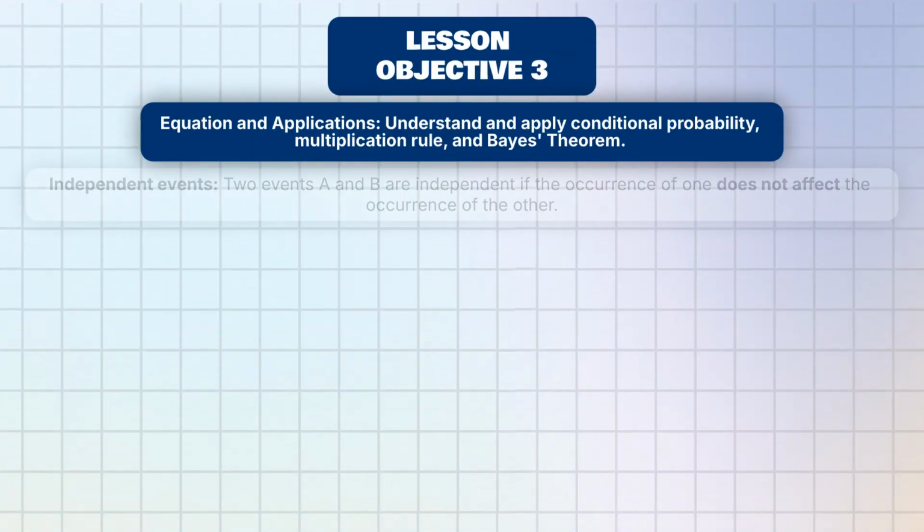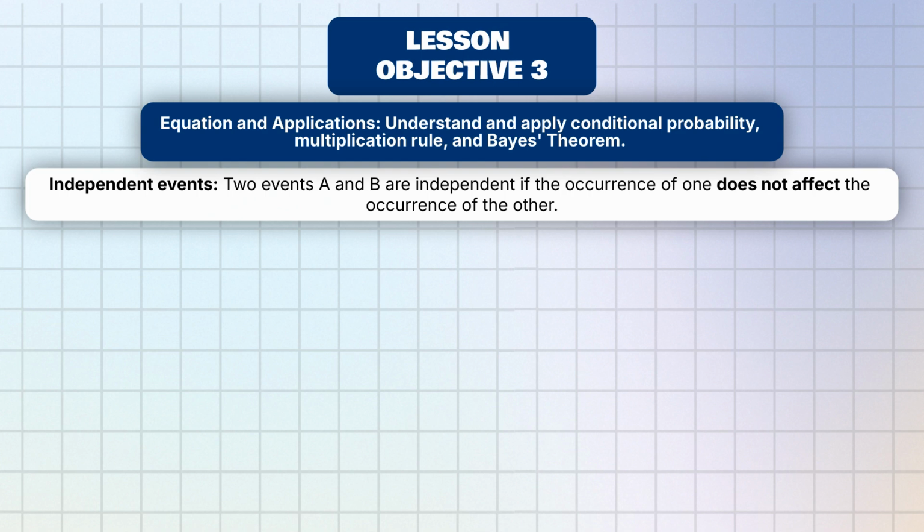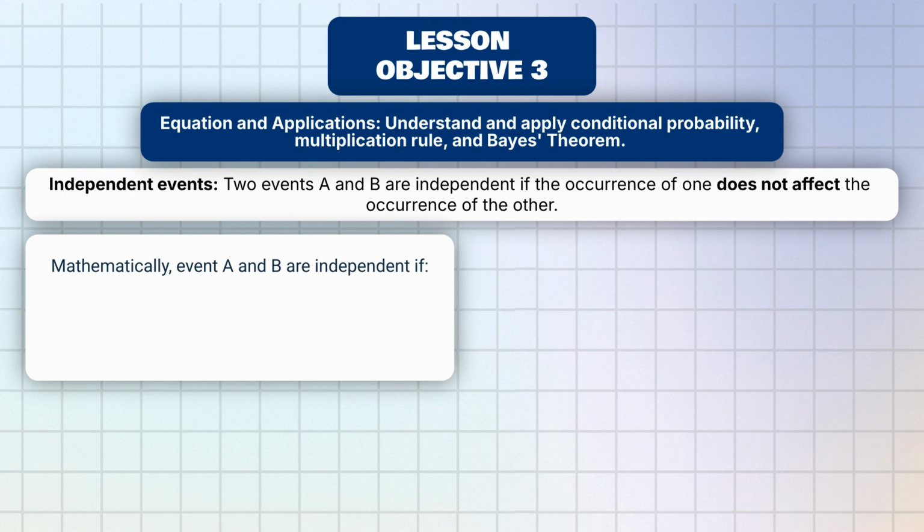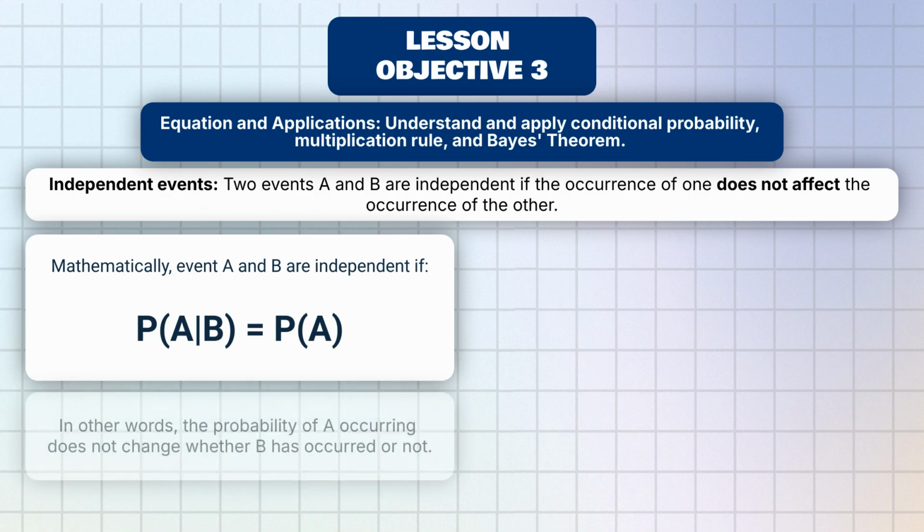Now let's talk about independent events. Two events, A and B, are independent if the occurrence of one does not affect the occurrence of the other. Mathematically, events A and B are independent if P(A|B) equals P(A). In other words, the probability of A occurring does not change whether B has occurred or not.